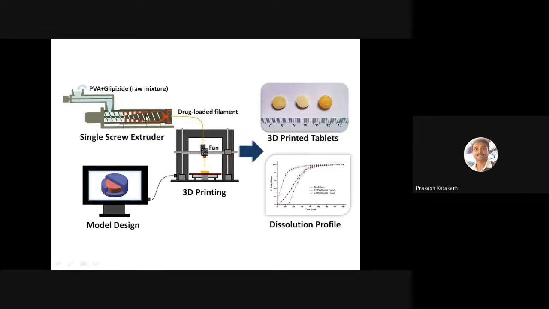Typically, as I told you just before, polyvinyl alcohol with glipizide. Polyvinyl alcohol is a biopolymer, and it is mixed with the glipizide. And using a single screw extruder, they feed the material powder. It has a heating facility here. Once the material is heated, it will be converted into liquid. That liquid is drawn outside to make a filament. That filament is fed to the normal FDM printer. That printer will print the tablet in this fashion.